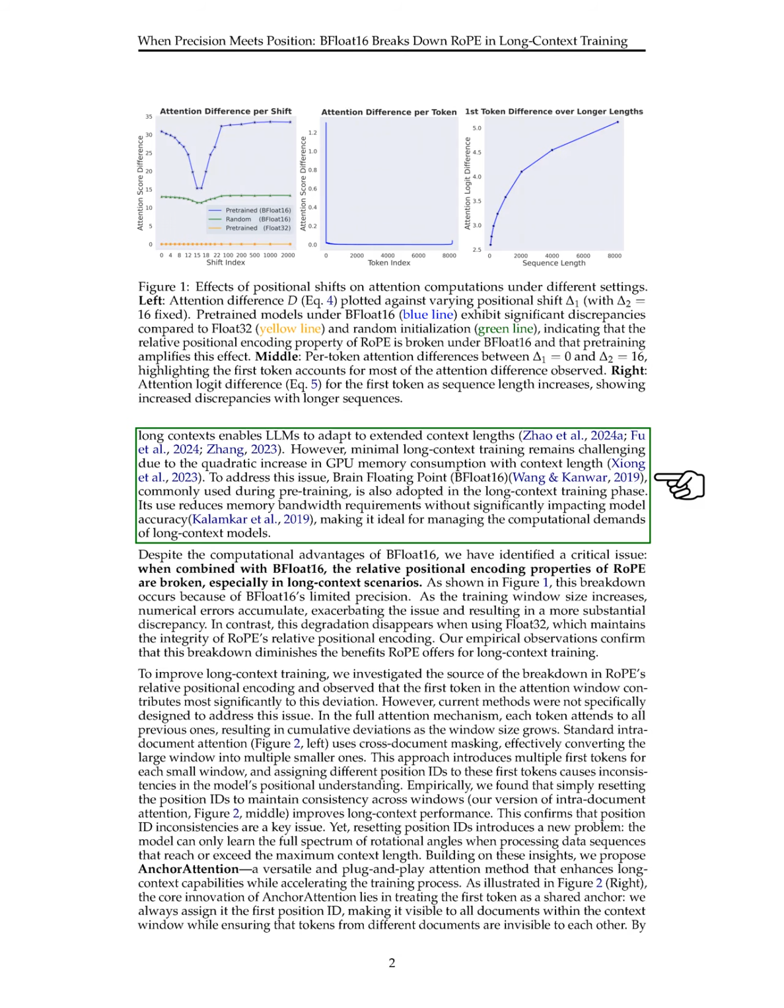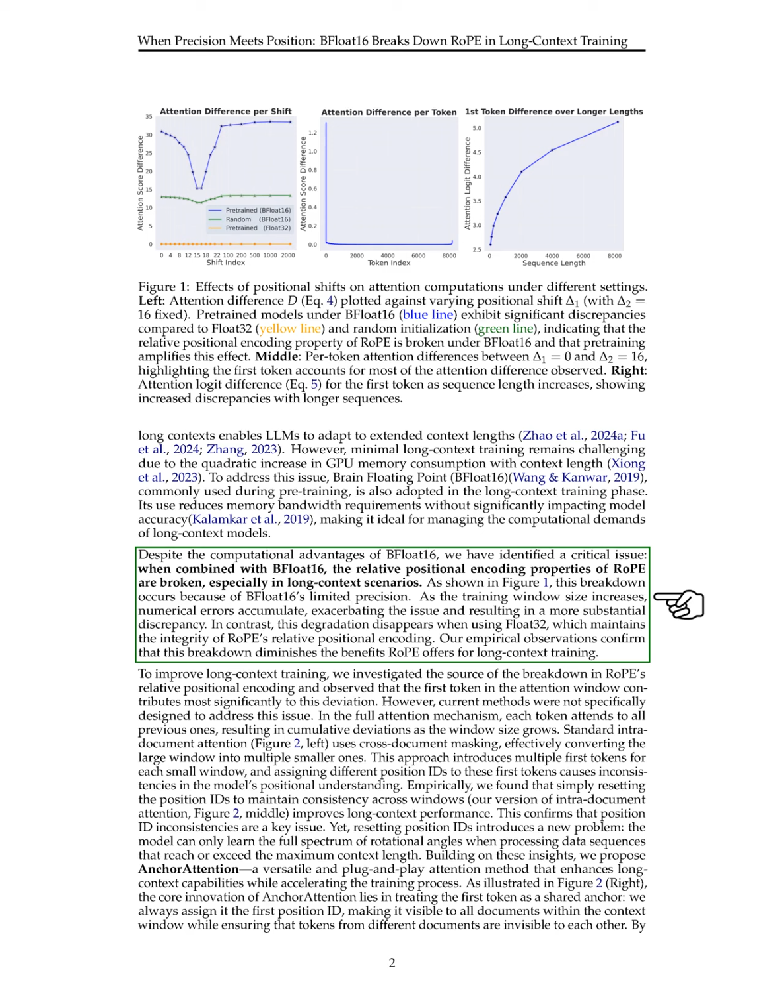However, training for long contexts is still challenging because memory usage increases significantly with context length. To tackle this, we use brain floating point, BFloat16, during training, which helps reduce memory requirements without greatly affecting accuracy. Despite the benefits of BFloat16, we discovered a significant problem. It disrupts RoPE's relative positional encoding, especially in longer contexts.